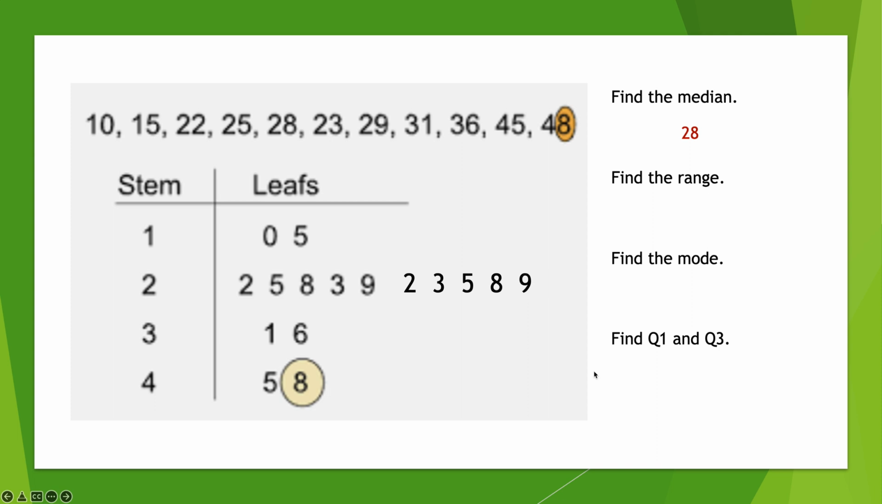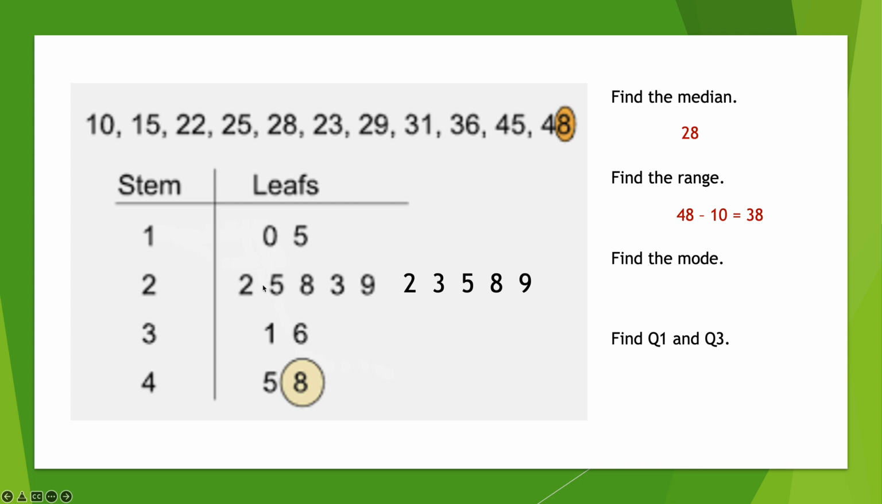Now, with the numbers sorted like this, it's pretty easy to find the range. Range is just highest minus lowest. So it would be 48 minus 10, because the stem is 1, which is 38. I was just thinking about how tired I am too.